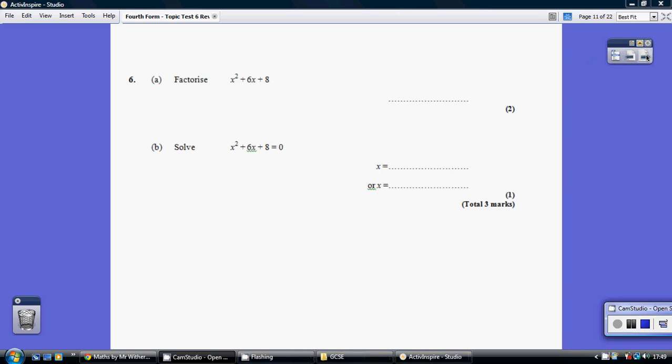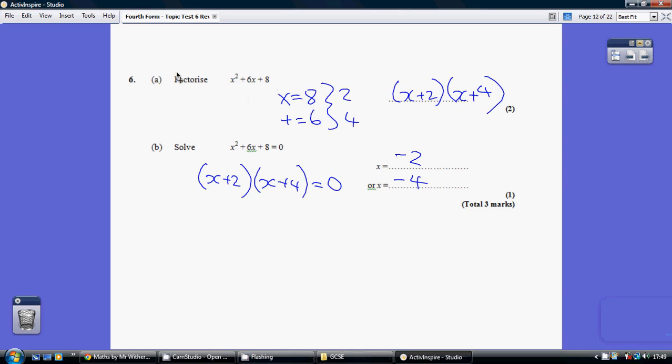Question 6. So remember, factorising means putting the brackets back in, and when we have a quadratic with something with an x squared and 3 terms, that means a pair of brackets. So we have an x and an x here, because obviously x times x gives us the x squared.